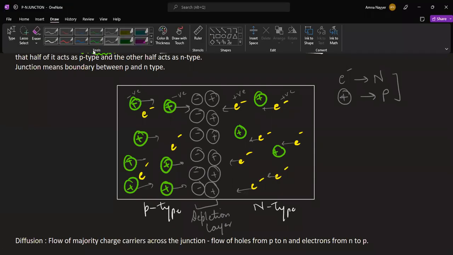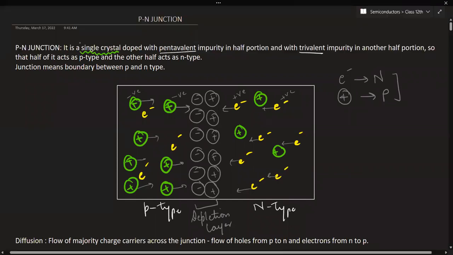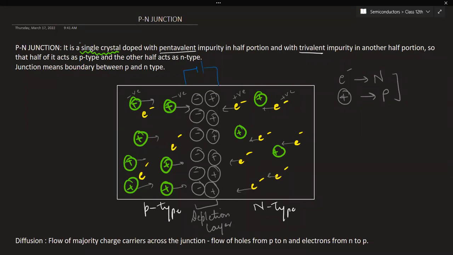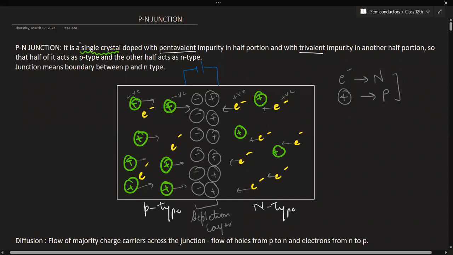Now see, positive charges on one side, negative charges on the other side. One topic which you have already studied a long time back was the electric field. So what happens? An electric field gets set up in the opposite direction. This sets up an electric field near the junction from the N to the P side. Positive ions are present on this side and negative ions are present on this side. So this sets up an electric field.